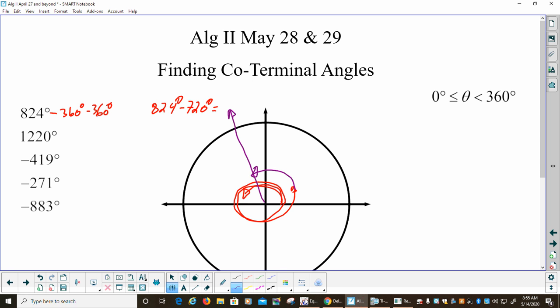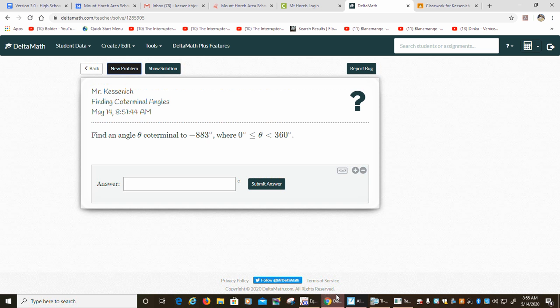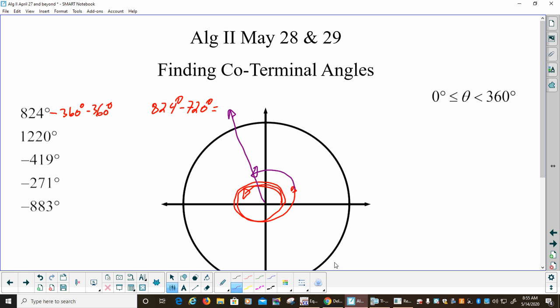Okay. Now in the homework, all they're asking you to do is write the answer. They're not looking for you to draw it. So that makes it like, whoosh, that was easy. So when you subtract this, you got 104 degrees. That's your answer. Okay.